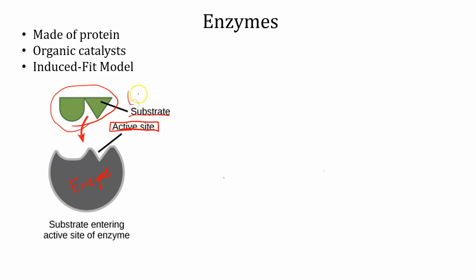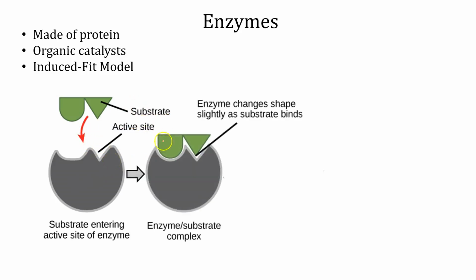In a chemical reaction sense, this would be the reactant. But when a reactant binds to the active site of an enzyme, it's known as the substrate. So this goes into the active site, and then generally what happens is, as it binds, there's going to be some sort of shape change. Once this is an enzyme substrate complex, meaning these are fused together, this enzyme will change its shape just a little bit.